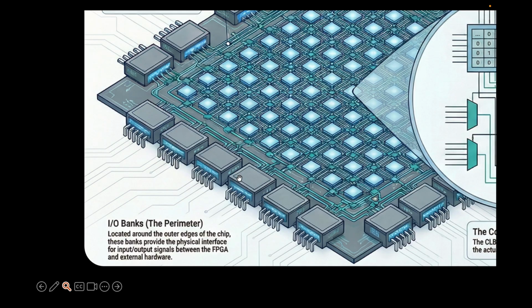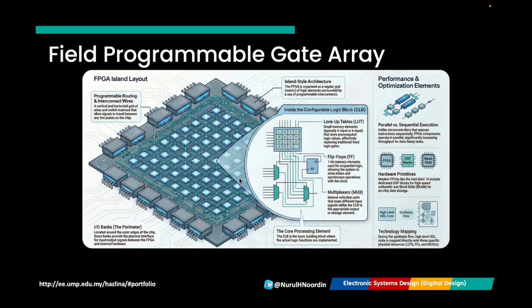Finally, surrounding everything are the I/O banks that interface your internal logic with external components like the switches, sensors, and displays on your DE10 light board. By combining adaptable CLBs, specialized hardware, and a fully programmable routing network, the FPGA gives you a blank canvas to build virtually any digital system you can imagine.